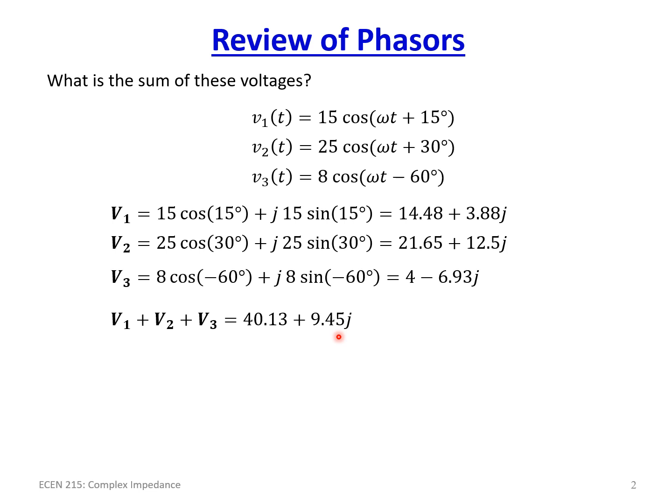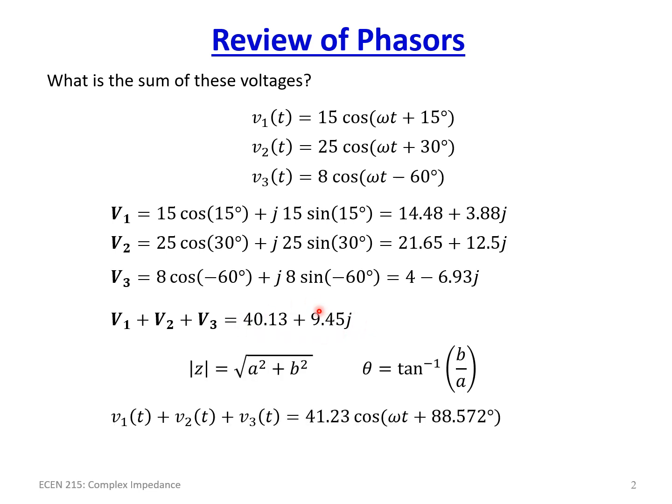With phasors, you can represent it in the complex form. Here we have real and imaginary, or you can also represent it in the phasor notation form, which is magnitude and phase angle, which if you convert this into that, we end back up with 41.23, which is the magnitude, VM, of the three phasors added together, plus the phase angle, which in this case is the imaginary over the real, take the arc tangent, and you end up with 88.572 degrees.